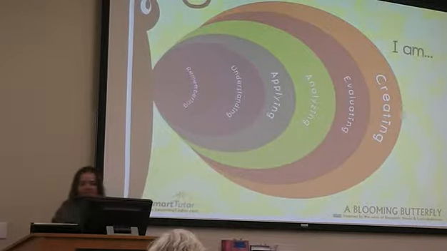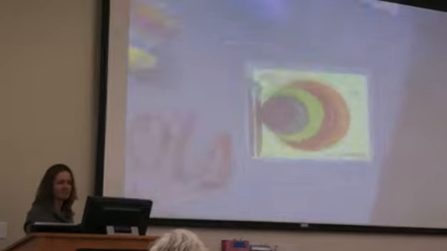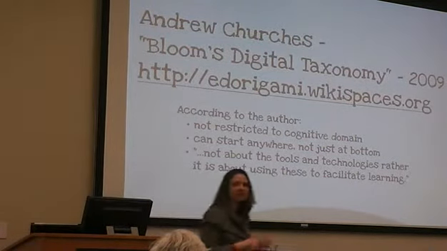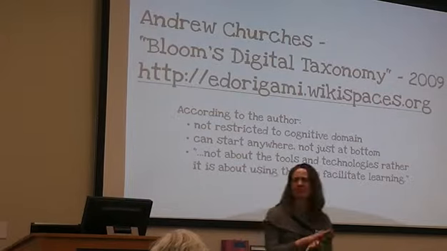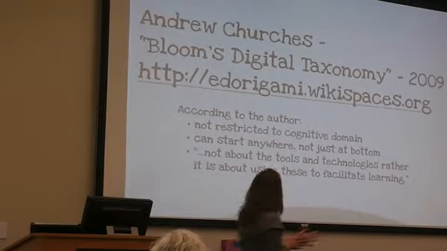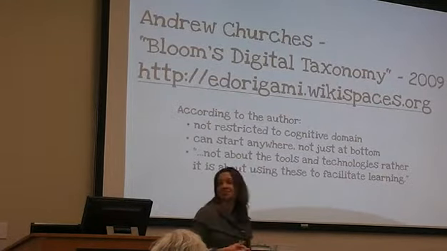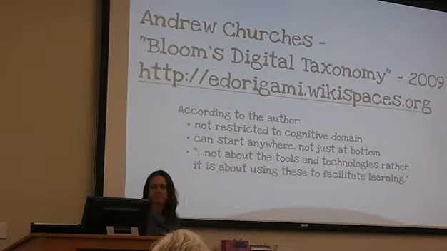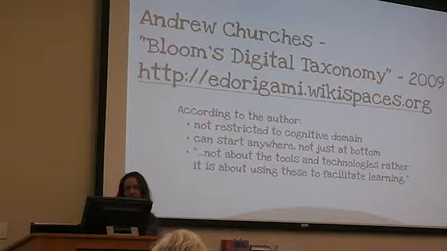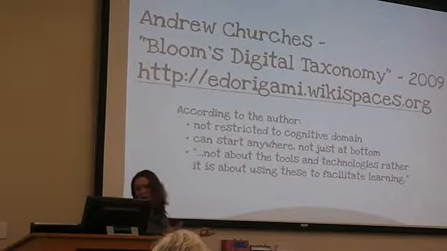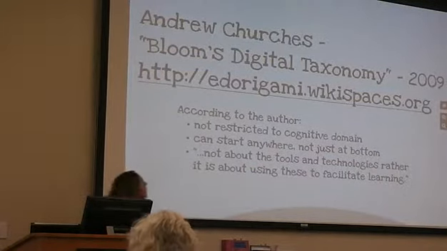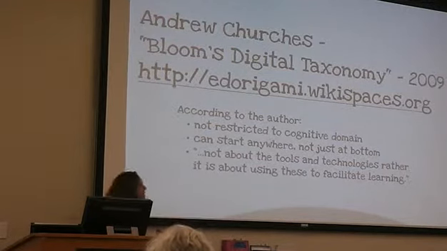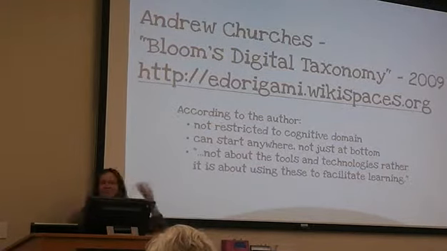And then we get what I think is one of the coolest things in a very long time. Andrew Churches, Australian. A lot of cool things come out of New Zealand and Australia when it comes to this kind of stuff. Bloom's Digital Taxonomy, 2009, goes up on his website. He's been a big tech educator for ages. He's had this website, the Ed Origami at wikispaces.com, or wikispaces.org, excuse me.